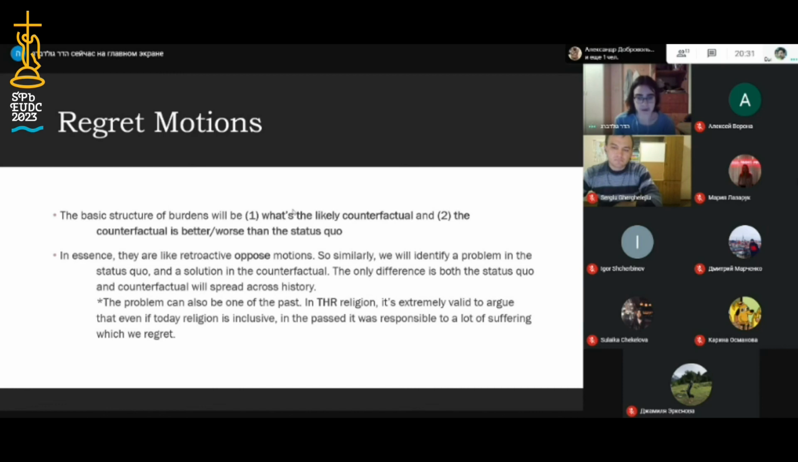As an example, in the motion, this house regrets religion, it is super valid to argue that even if today religion is inclusive and liberal and moderate, in the past, it was responsible for millions of deaths and suffering of individuals, and we regret that. Even if today it's fine, we would have rather had a world in which all of this suffering wouldn't have existed in the first place, rather than lived through thousands of years of oppression only to solve them in the 21st century. Is that concept clear to everyone? Yes. Awesome.